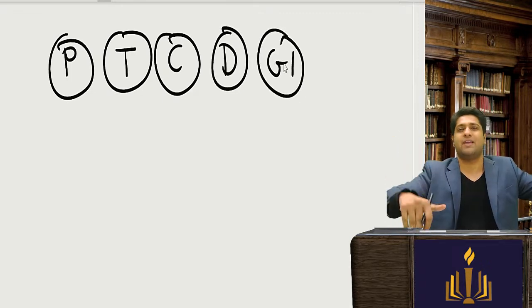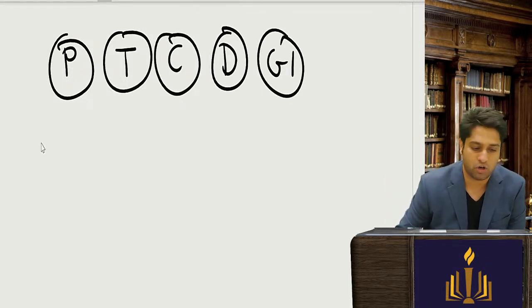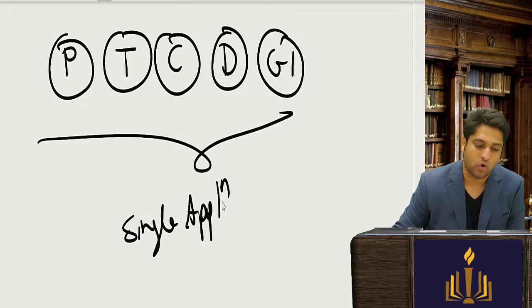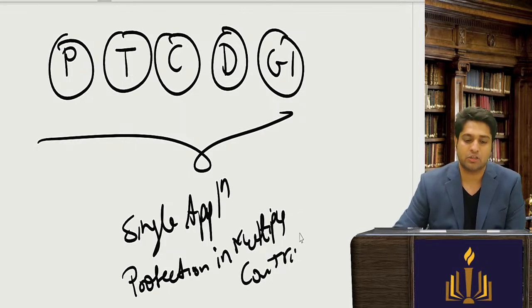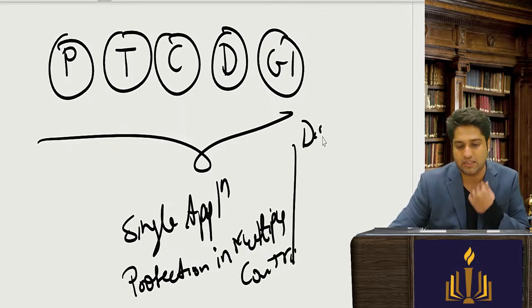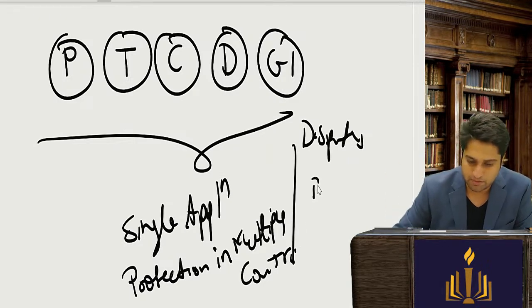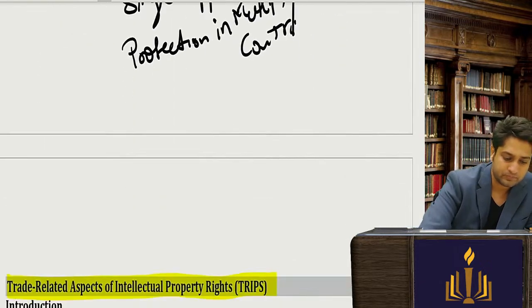We saw that there were some global initiatives. Mostly all of them said that there should be a single application, which provides protection in multiple countries. Then they also say that, listen, if there is a dispute, that dispute should be settled. There should be rules, there should be predictability, there should be guidelines, etc.